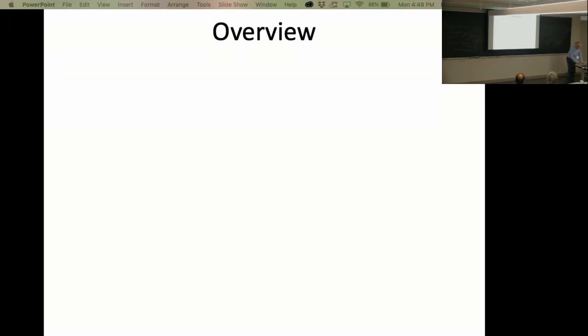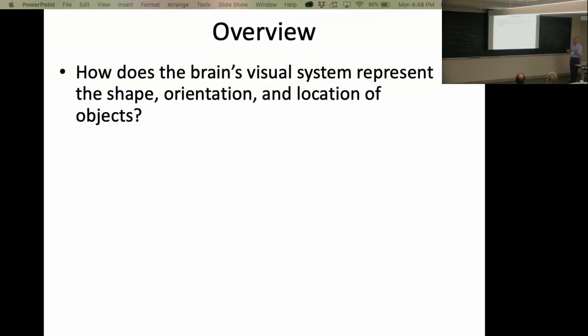So let me give you a brief overview of what I'm going to try to talk about. The overall question is, how does the brain's visual system represent the shape, orientation, and location of objects? I'm going to mostly talk about orientation, a little bit about shape, and only in passing location. I also should say that I'm going to be talking more about high-level vision than low-level vision here. So the question is, with an object like this, how do we represent these sort of things?